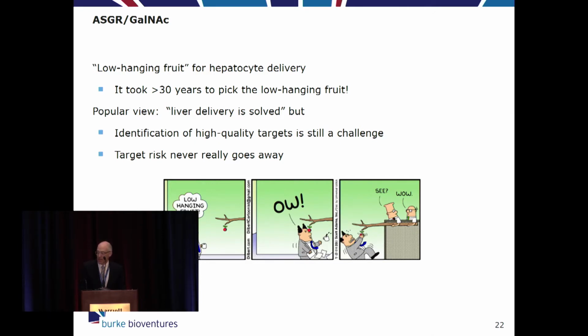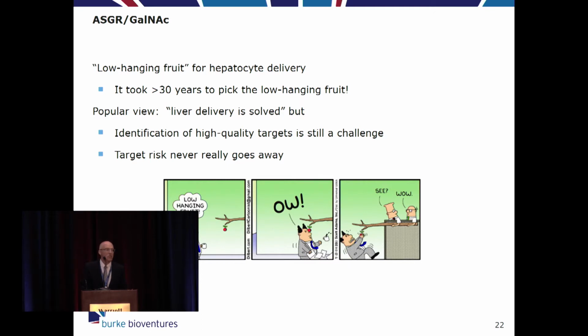And then liver delivery is solved, and I did not see Mano's slide. This was not intended to be a direct quote from his slide, but that's what it said. I would add that identification of high-quality targets is a challenge. Why do we have 2 TTR programs? We boast that we can cover the whole genome, and yet our 2 product approvals target the same thing.